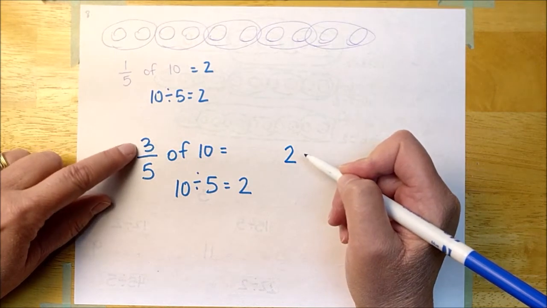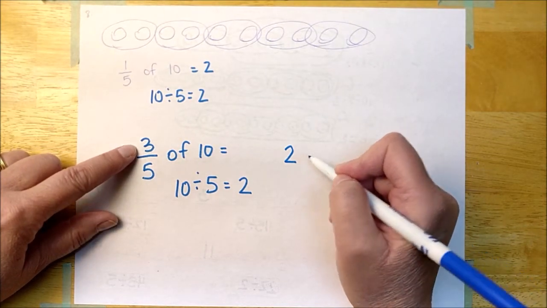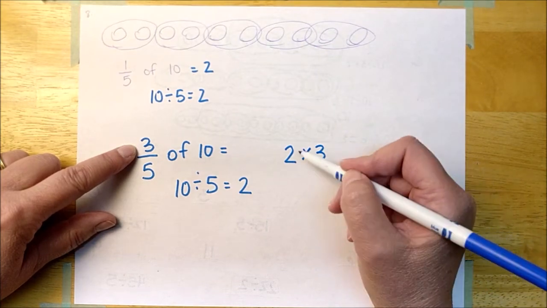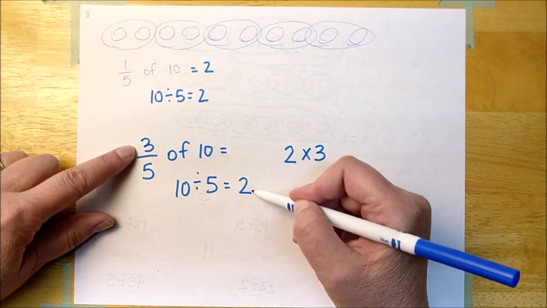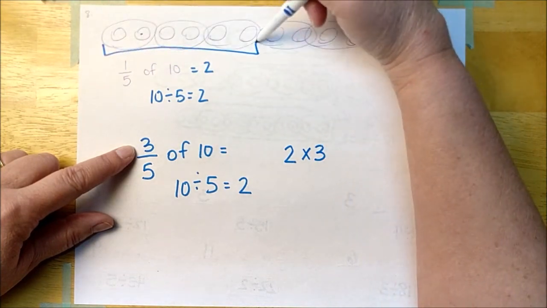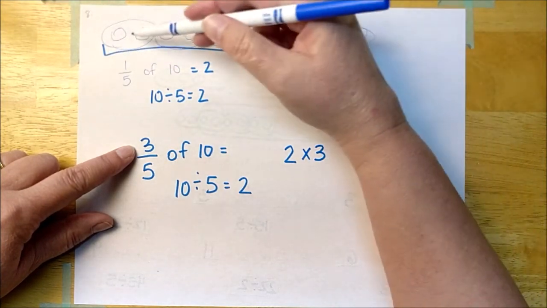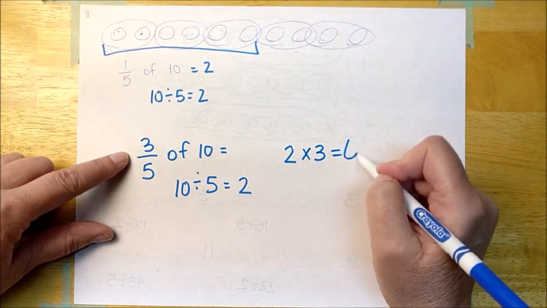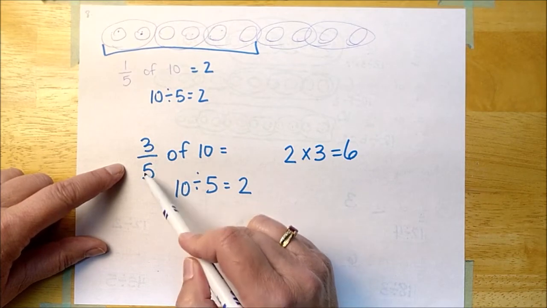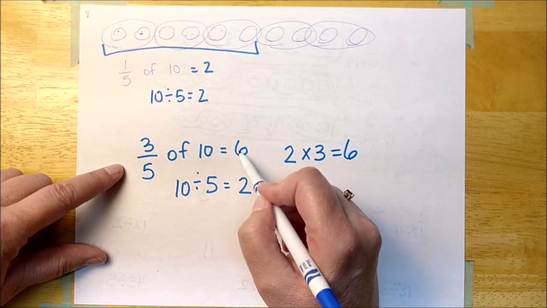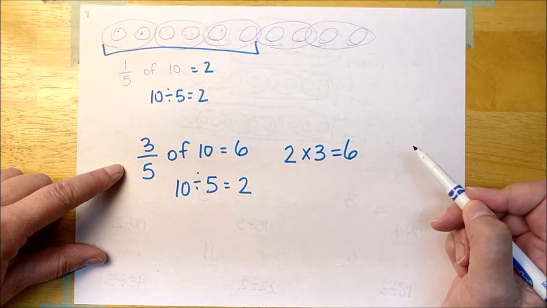So I know that each group has 2. And now I get 3 of those groups. So I'm going to times that by 3. Because if I only got one group, I would be getting 2. But I'm actually getting 3 groups. So I'm going to multiply by 3. 2 times 3 is 1, 2, 3, 4, 5, 6. So if I wanted to have 3/5 of those 10 apples, I would be getting 6.